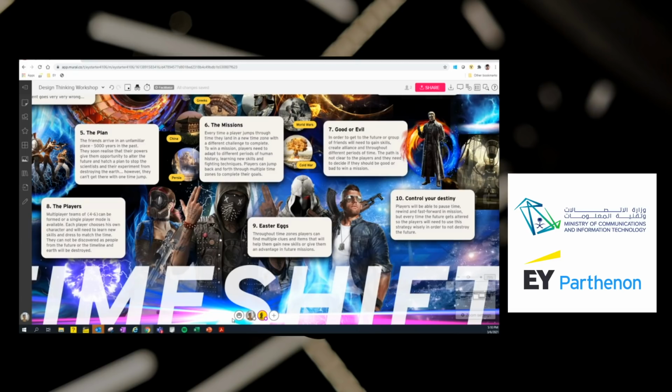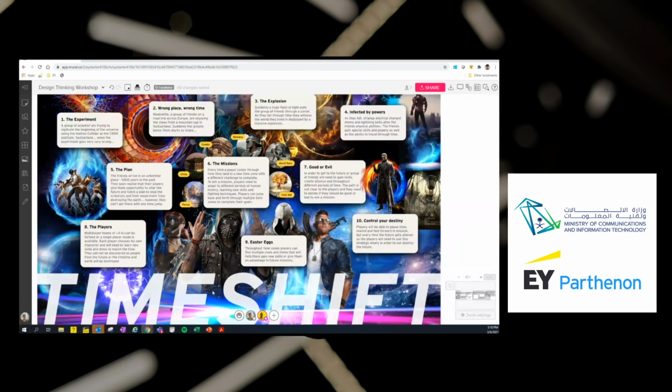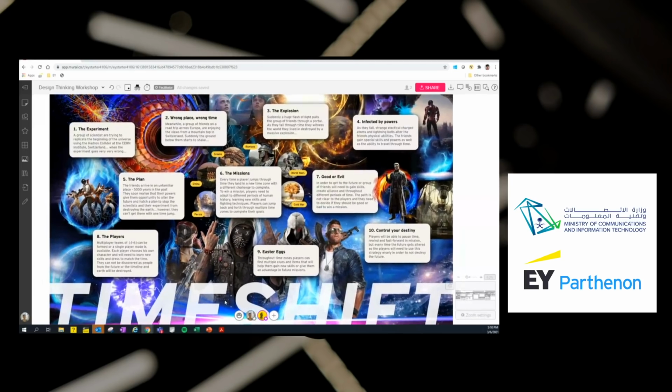Also with many time jumps. But they have to be super careful about this, because whatever they do, and this thread runs all the way through the game, they have to be very, very careful that they don't change the future too much, or otherwise they will destroy their own future. So this is a lot about strategy and planning and working together to overcome the task.